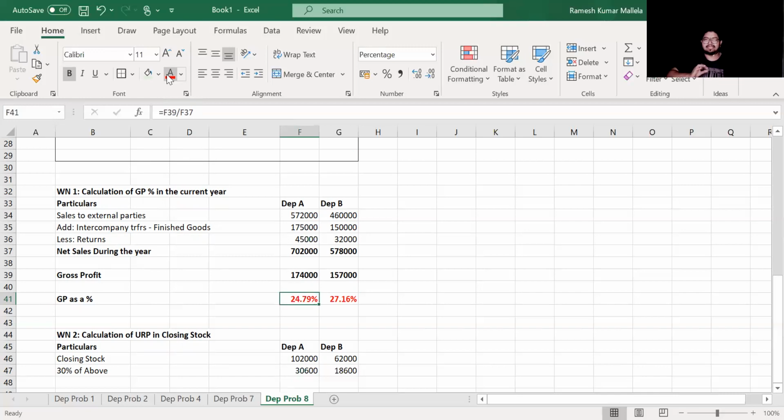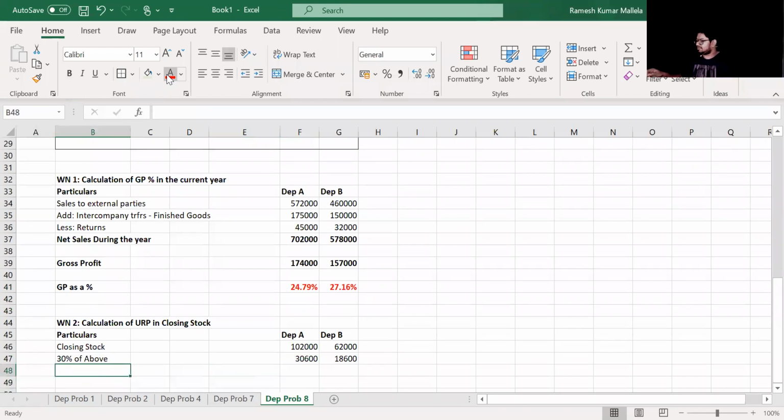Why I am stressing on this very much is generally students commit a mistake here. They would calculate 24.79 on 30,600. That's a mistake. Why is it a mistake? Because 30,600 is the price at which A bought from B. That means B would have charged a profit percentage of 27.16 on it. Okay. For that reason, I am specifically mentioning. Okay.